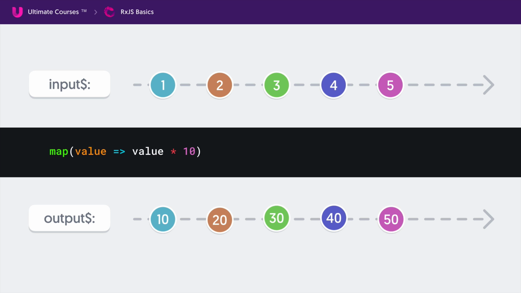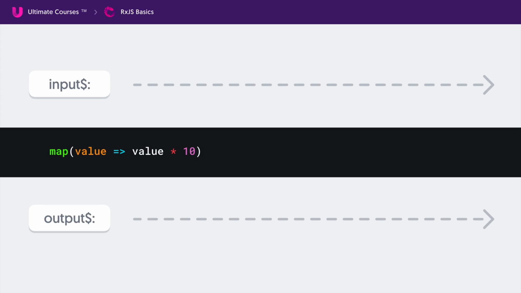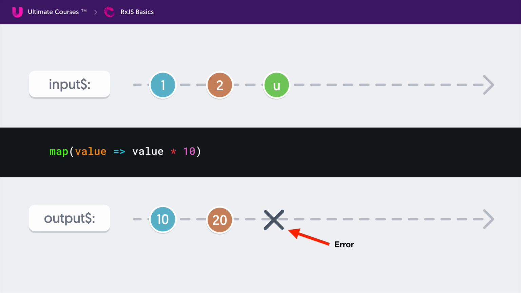Now, there are also a couple of other indicators you may see on a marble diagram from time to time. The first is for completion. For example, we know from a previous lesson that the of creation operator emits the values you provide and then completes. When you look at that on a marble diagram, this completion notification is represented by a solid vertical line. Another element you may see is an X, which indicates an error notification. For instance, if the input observable in this example emitted a string, this can't be multiplied by 10, so an error would occur on the output observable.